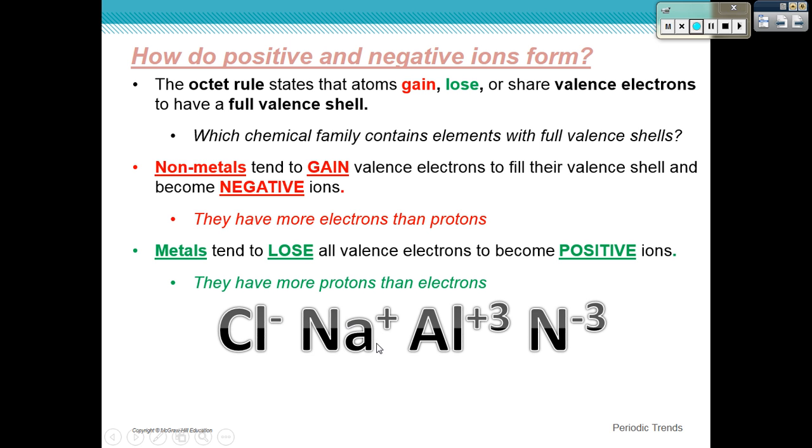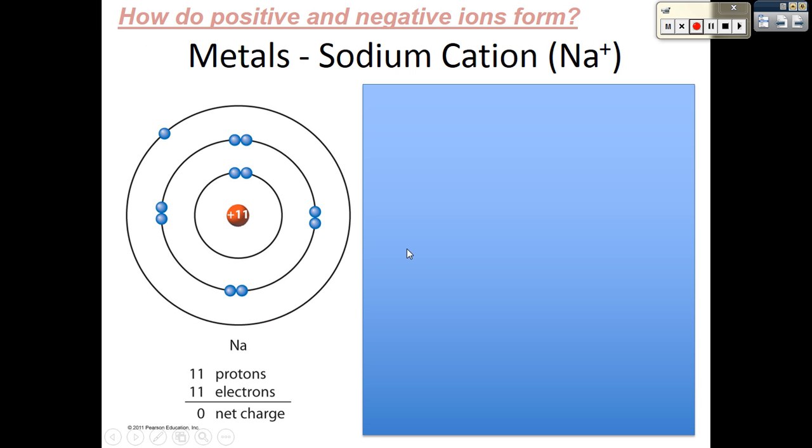Same thing with sodium, except that it became positively 1 charge. Aluminum +3, nitrogen -3. So let's look at the case for sodium. Here is the Bohr model for sodium. It has 11 protons and 11 electrons, which means it is neutral. 11 positives and 11 negatives cancel out.